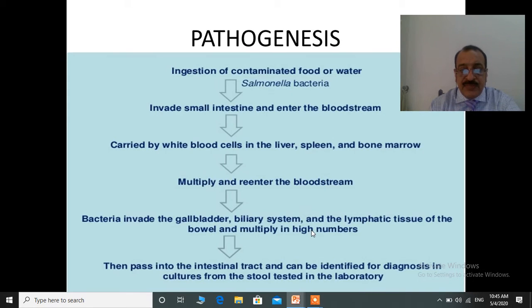The inflammation at the level of lymphoid tissues or the Peyer's patches may cause necrosis and sloughing of the Peyer's patches. That will lead to ulcer formation, which can bleed heavily and can cause per-rectal bleeding in some of the patients. The perforation and the bleeding per rectum are now rare, and they are seen in less than 1% of the patients. The organisms can be identified for diagnosis in cultures from the stool.